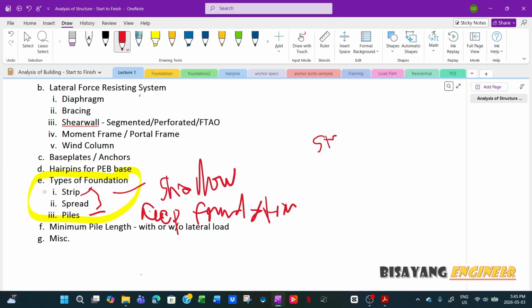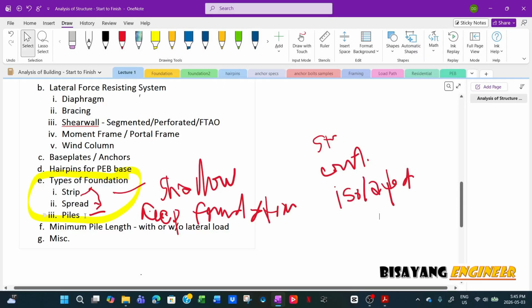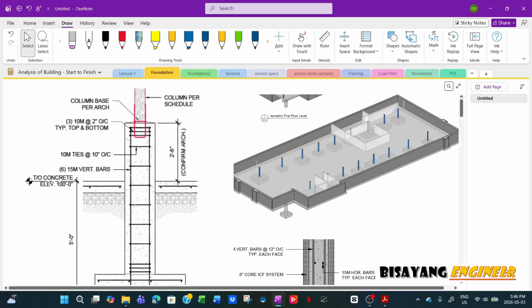So we have a strip, or the other term for strip footing is continuous footing, and then spread, or we sometimes call it isolated footing. And then piles. I've seen piles cast in place and driven concrete piles. So this one, I have here a screenshot of all types of foundation that I did, except some few.